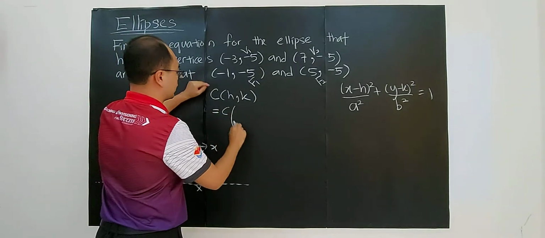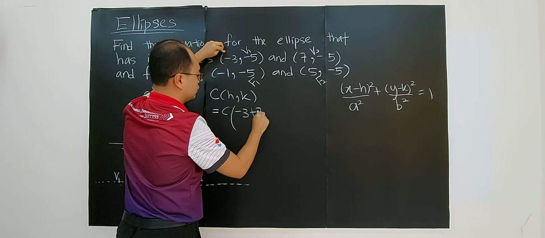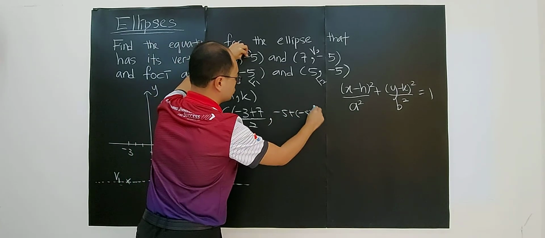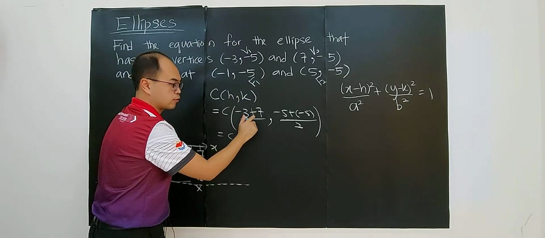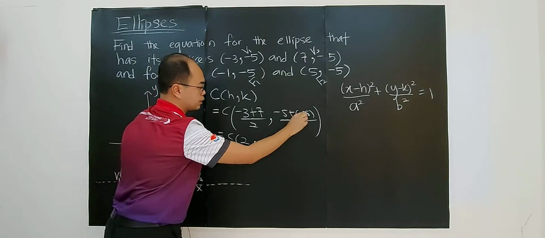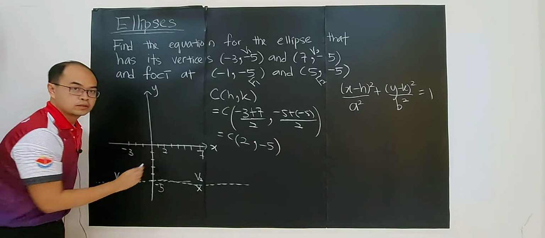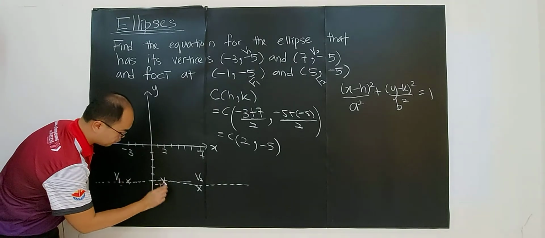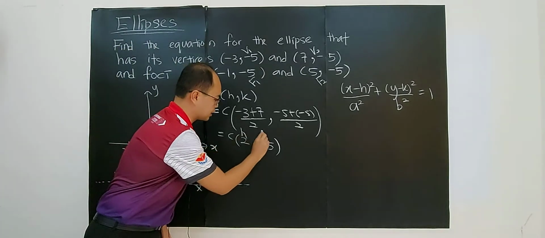So we find h, using -3 and 7. To find the midpoint, you add up the x values and divide by 2, and you add up the y values and divide by 2. So the x sum will be 4, and 4 over 2 gives you 2, and here you will have -5. So 2, -5 is the center. With this we know the values of h and k.